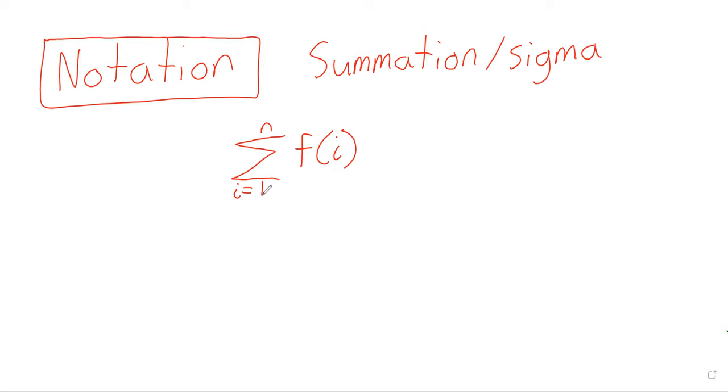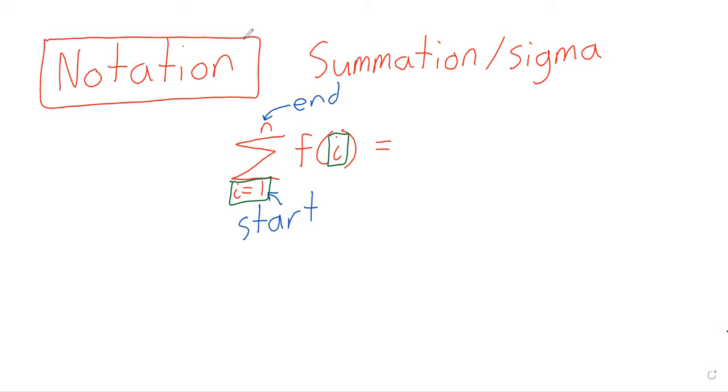This notation is telling us to add a bunch of stuff together. It's giving us a starting point and it's giving us an ending point. And you see I appears twice here. And we're going to be replacing I with whole numbers, with integers.